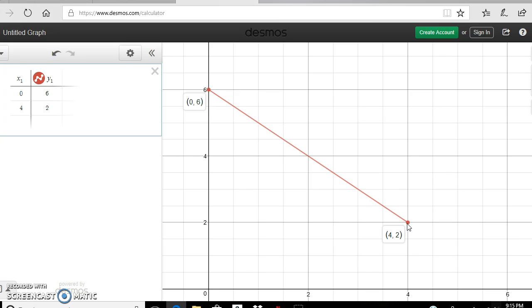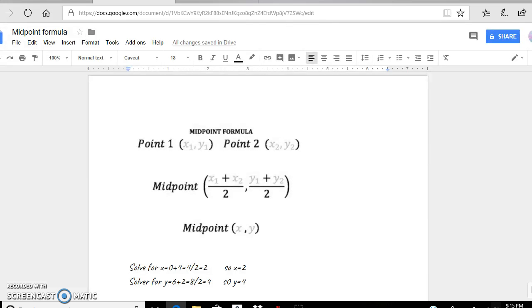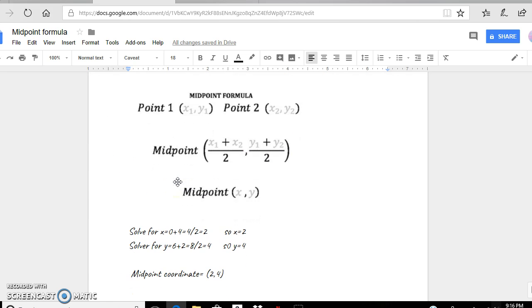So first thing we're going to do is just find the midpoint. And in order to find the midpoint, we need 2 points, which I already have. And the midpoint formula is x1 plus x2 over 2 and y1 plus y2 over 2. And that should give us our midpoint. So to solve for x, I used x1, x2. So it's 0 plus 4, which equals 4, and divided by 2 is 2. So x equals 2.